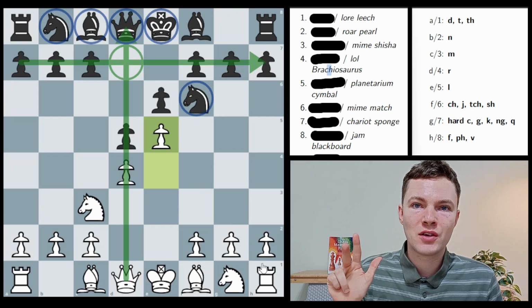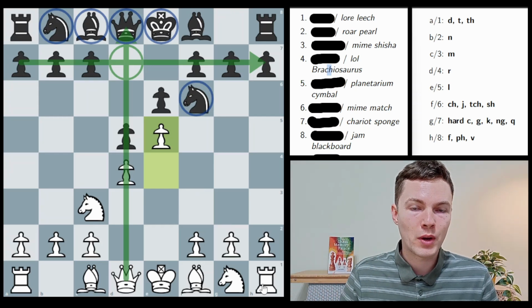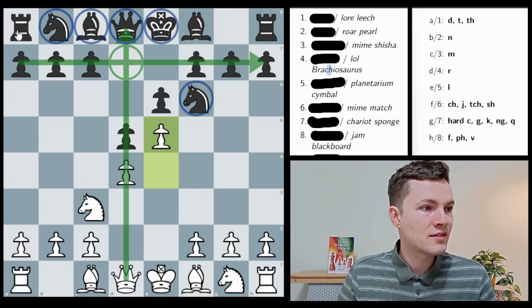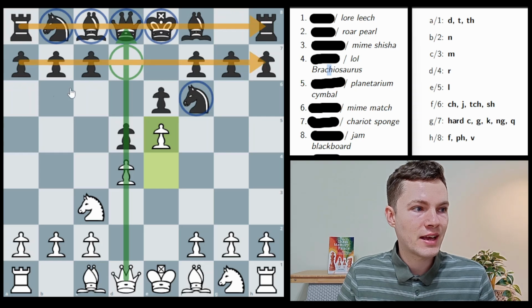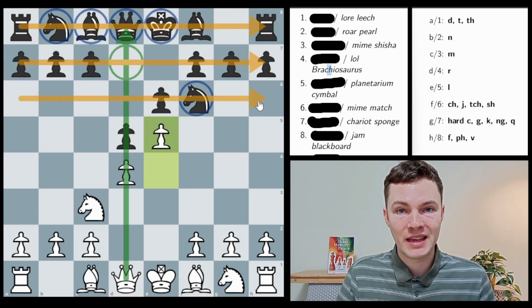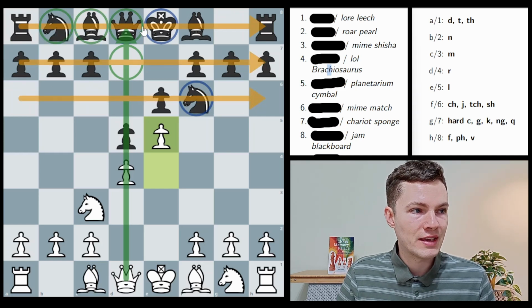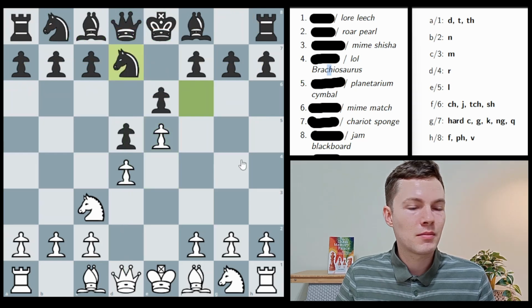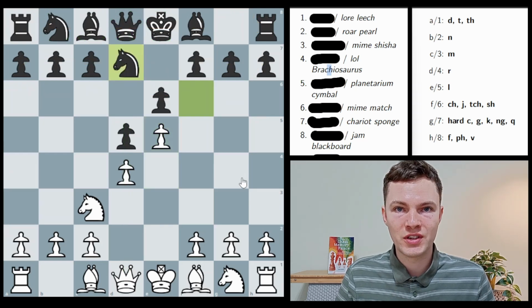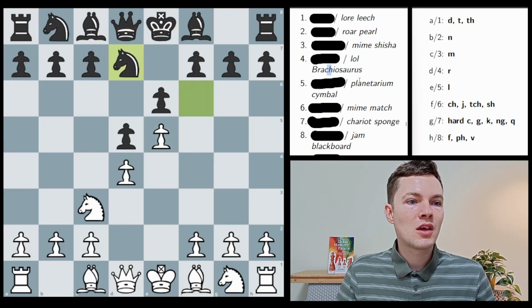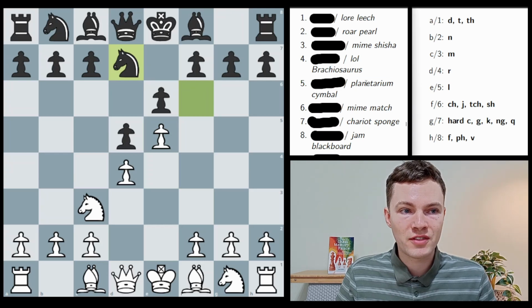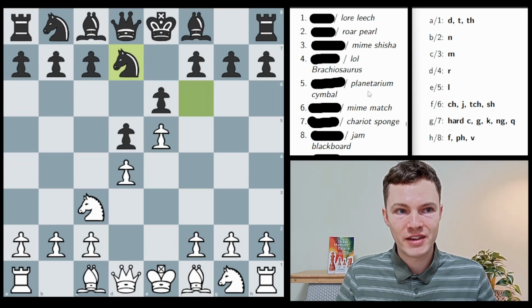Brachiosaurus is a 5-syllable picture word. So as always, we look along this line and see which is the 5th candidate piece. So we've got 1, 2, 3, 4, 5. It's knight from the F file to D7. This is followed immediately by another 5-syllable picture word, planetarium.